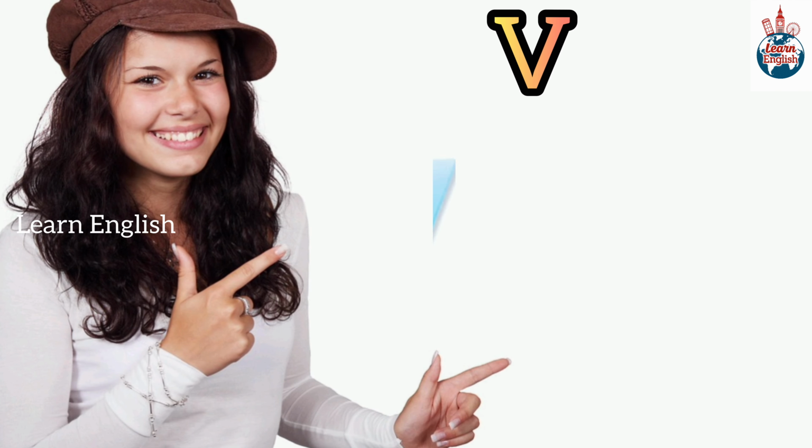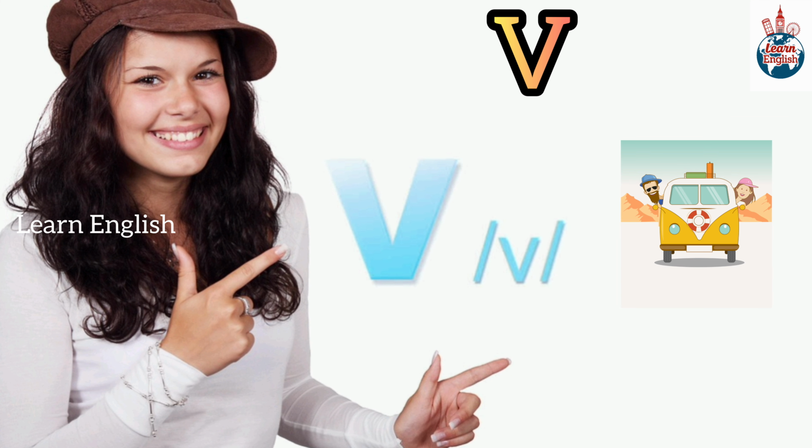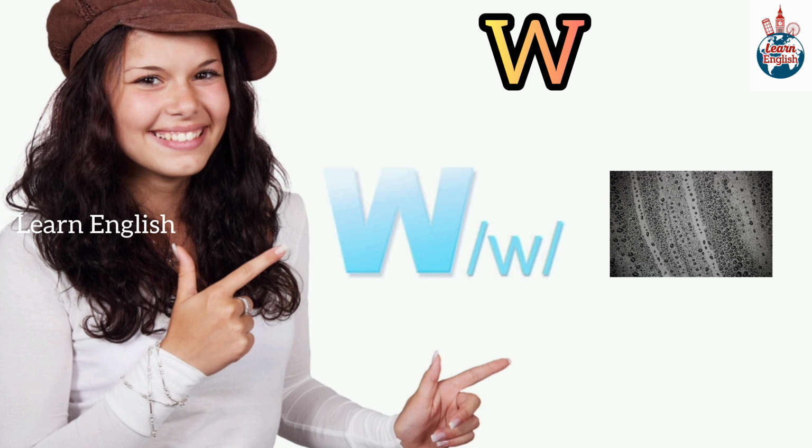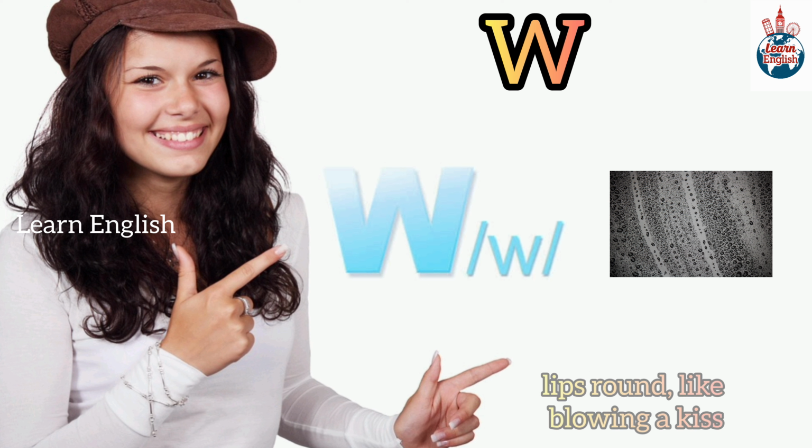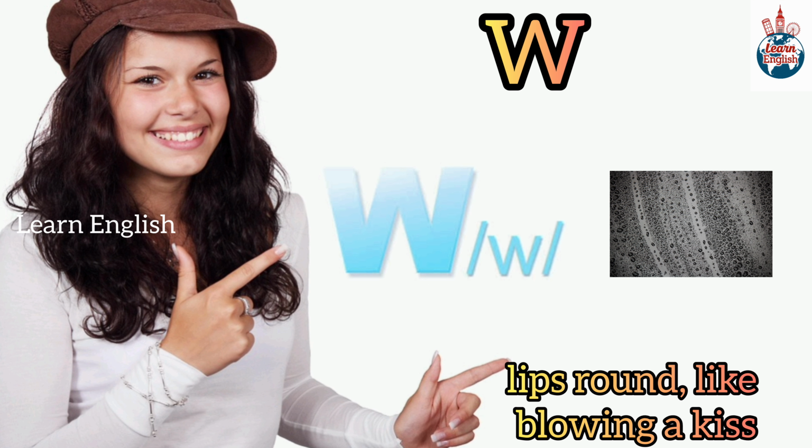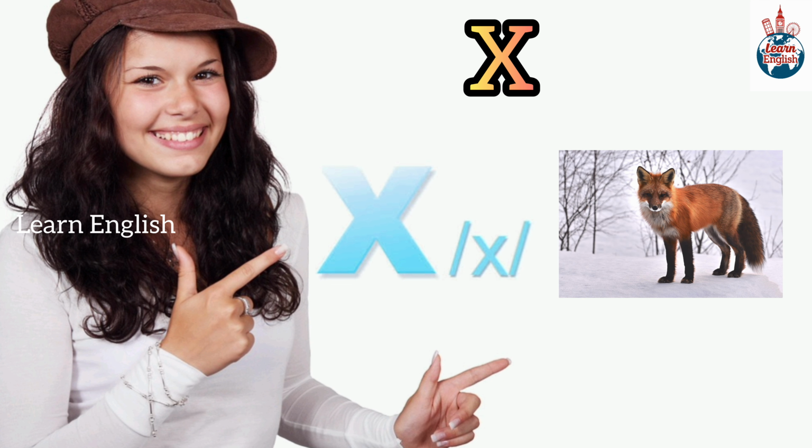V. V makes the sound V as in van. Repeat: V, van. Same as F but use your voice too. W. W makes the sound V as in wet. Repeat: V, wet. Lips round like blowing a kiss. X. X makes the sound S like in fox. Repeat: S, fox. Two sounds together, K plus S.